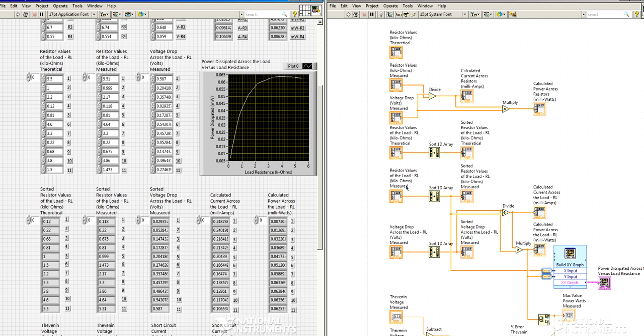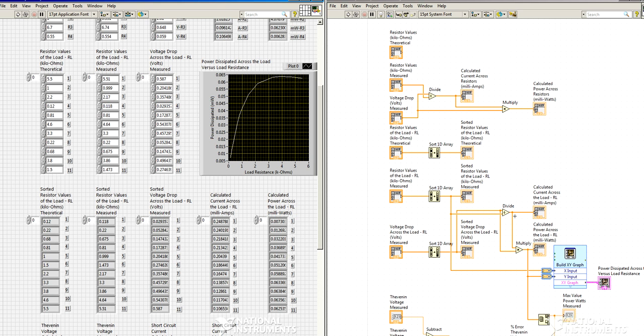Once again, looking at the block diagram to the right, you see the resistance values that are measured across the load. After they're sorted, they're then divided by the voltage drops to come up with the calculated currents. And of course the currents are then indicated in the front panel. As you see here, I'm running the cursor across it now. Each one of the calculated currents across the loads in milliamps.